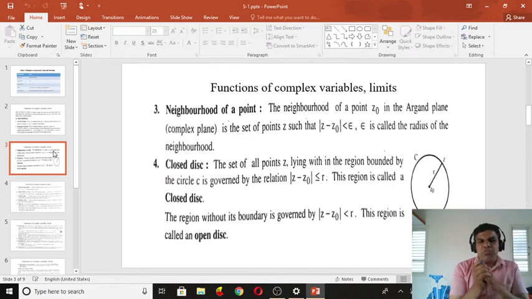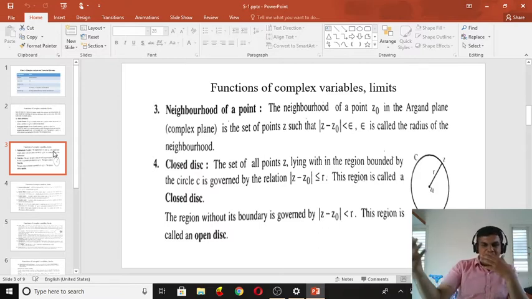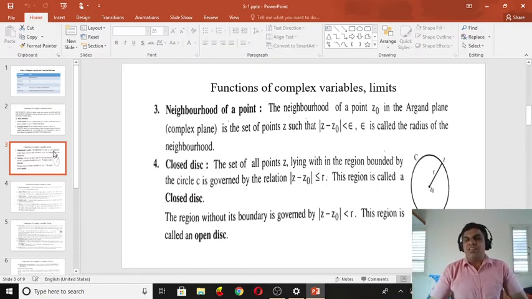If we come to the closed disk, suppose we take a circle, a unit disk like that, the set of all points z lying within a region bounded by a circle C, covered by the region mod z minus z naught less than or equal to R. This region is called a closed disk. Closed means all points within that circle. If you choose a number of points, all the points lie within the circle. This is called a closed disk.